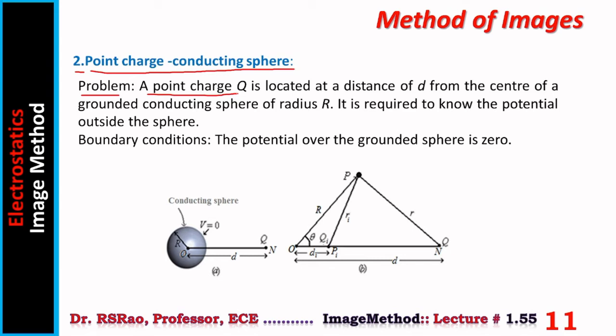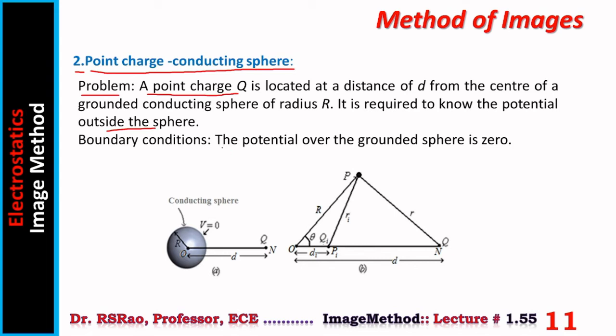Therefore, potential is 0 everywhere over the surface as well as inside. Potential doesn't require any calculations to be done. Outside the sphere, we want potential. Of course, once potential is known, we can calculate field intensity and other quantities too.